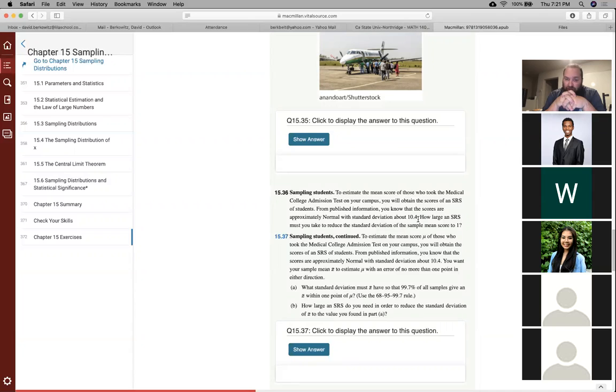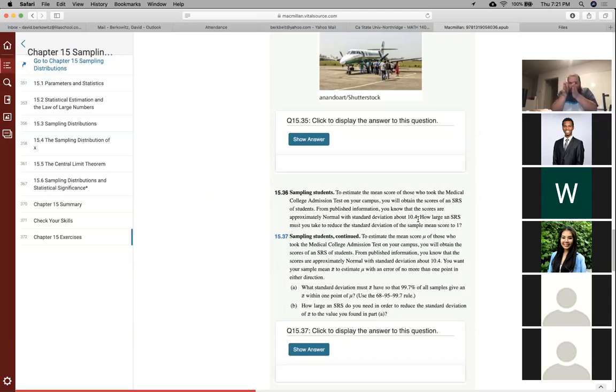So the question is here, forget about part A, let's ignore that, just part B. How large of a sample do you need to reduce the standard deviation so that it is no more than 1 point away from the mean in either direction? Because if you look at the fourth line of the question, you want your sample mean to estimate mu with an error of no more than 1 point in either direction.